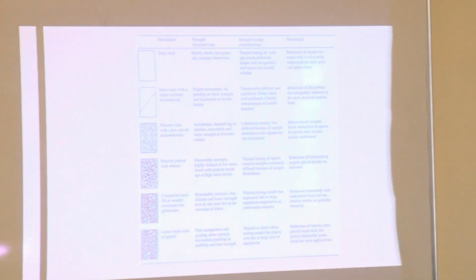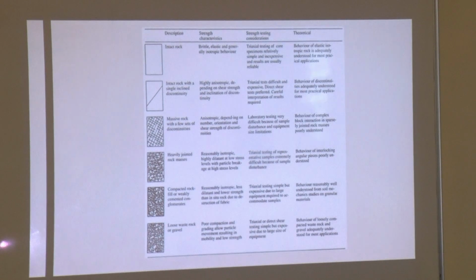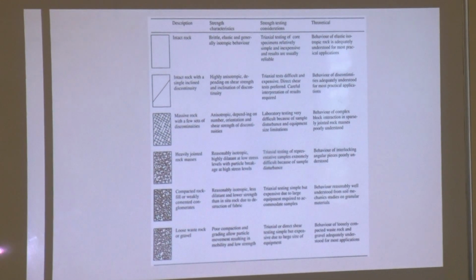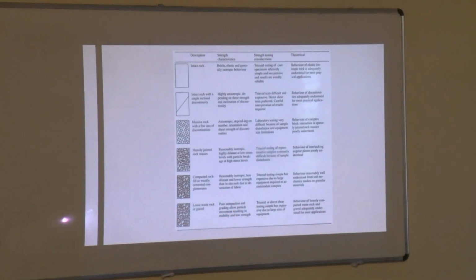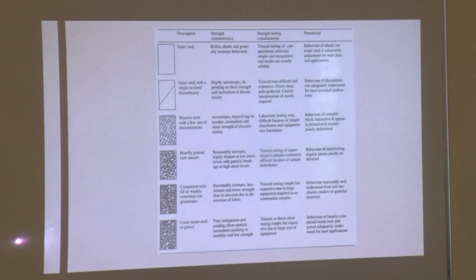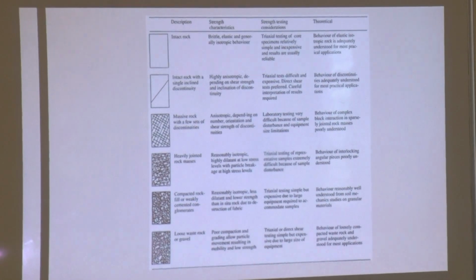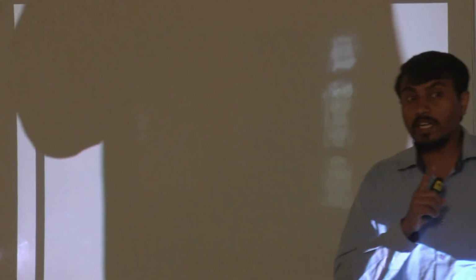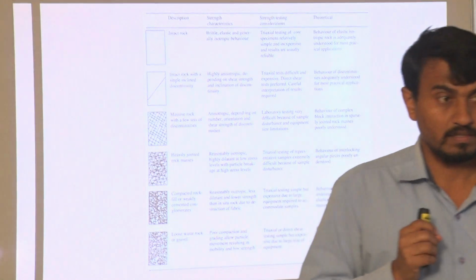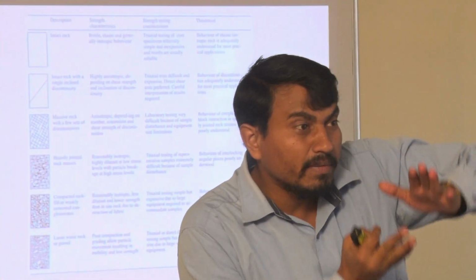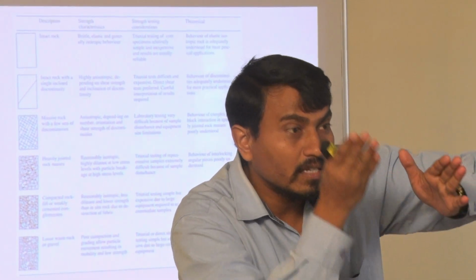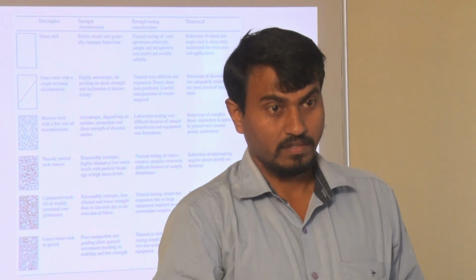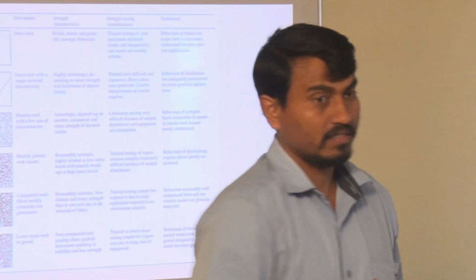But if there is a joint, then we need to take care of other things. Maybe the triaxial test is not sufficient because there is a joint. We need to consider the shear strength of the joint. So based on the alignment of the joint plane, we need to take care of the sample preparation so that the joint will come into the middle, so that I can test it in my apparatus.